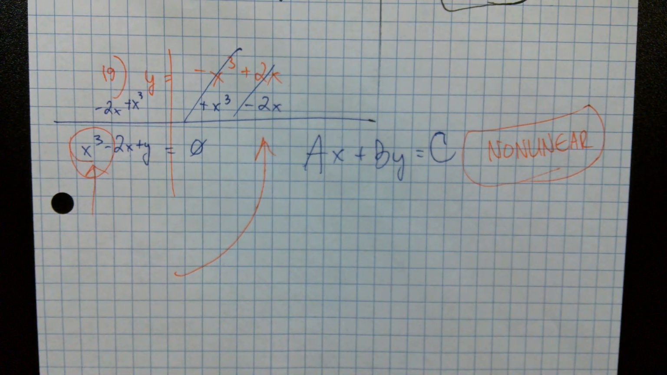15 and 17 are both non-linear too. If you just guessed that because you saw the exponent, you got lucky. You might not get that lucky on a test. Let's look at number 21.